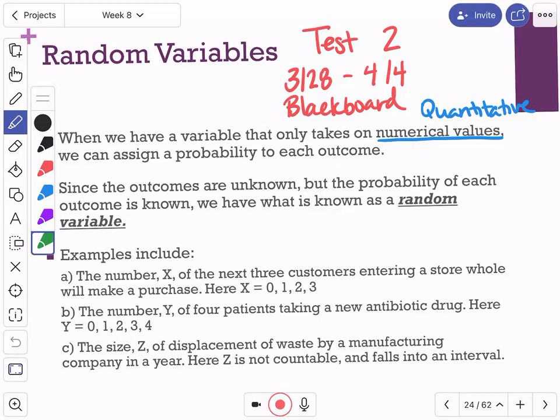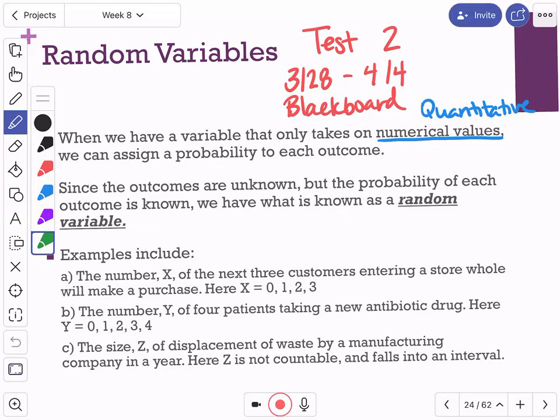If I look at the next 3 customers that'll make a purchase, the minimum number that makes a purchase will be 0. That means nobody made a purchase out of those 3 customers. Then I can have 1 person make a purchase, or 2 people make a purchase, or 3 people make a purchase, right? And we can assign a probability to each one of those outcomes.